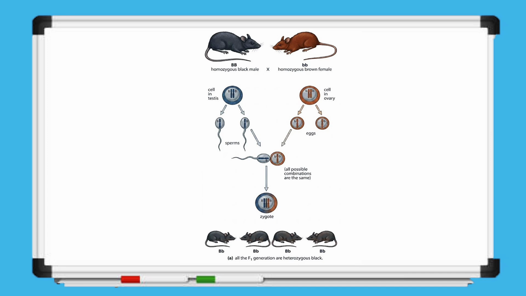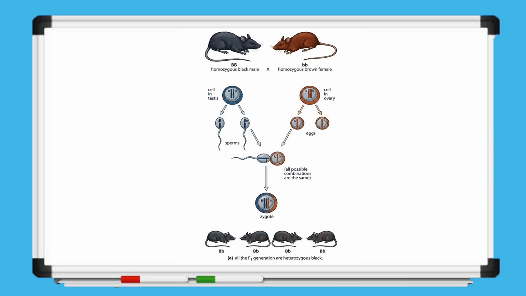Now before we continue, it is important to understand the terms P generation and F1 generation. The P generation stands for the parental generation. These are the original parents used in a genetic cross. In many basic examples, both parents are homozygous, meaning they have 2 identical alleles. For example, one parent may be homozygous dominant while the other is homozygous recessive.